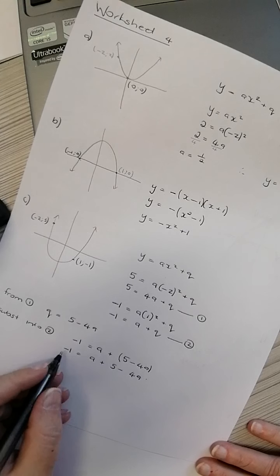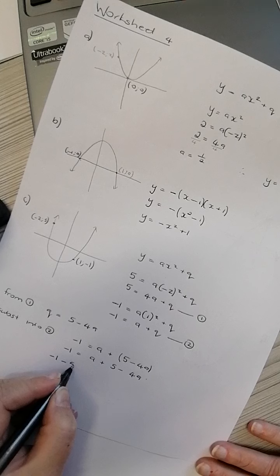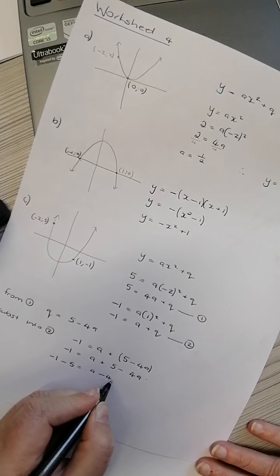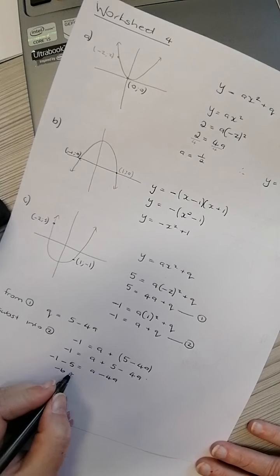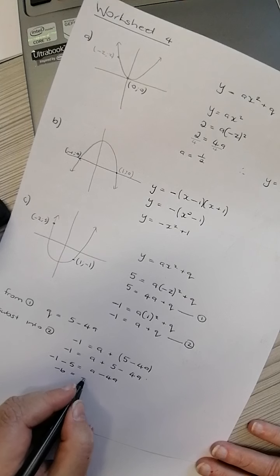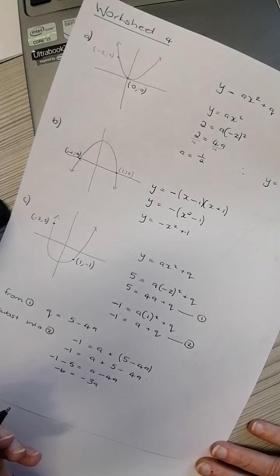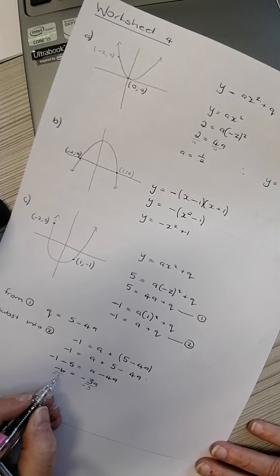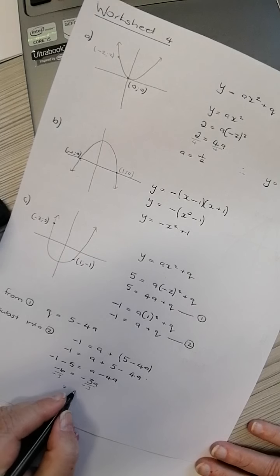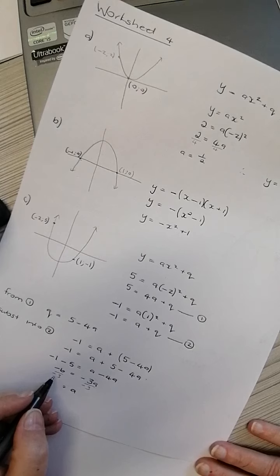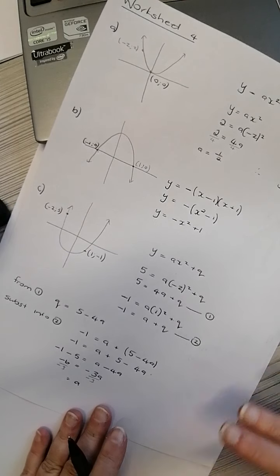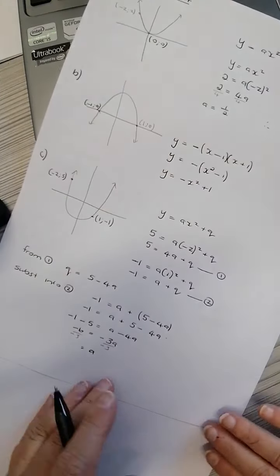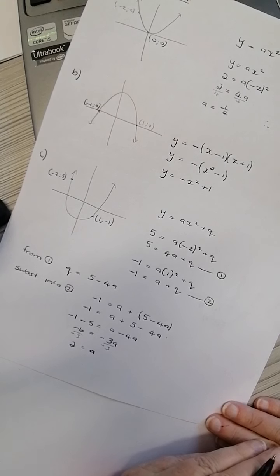I have -1 = a + 5 - 4a. Let's take the 5 across. So I have -1 - 5 = a - 4a. -6 = 1 minus 4 is -3a. Divide by -3 on both sides. And I get a = minus divided by minus is a plus, and 6 divided by 3 is 2. So now I've got a.